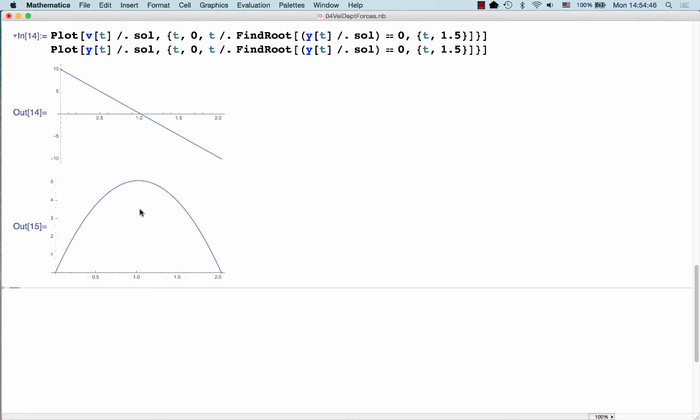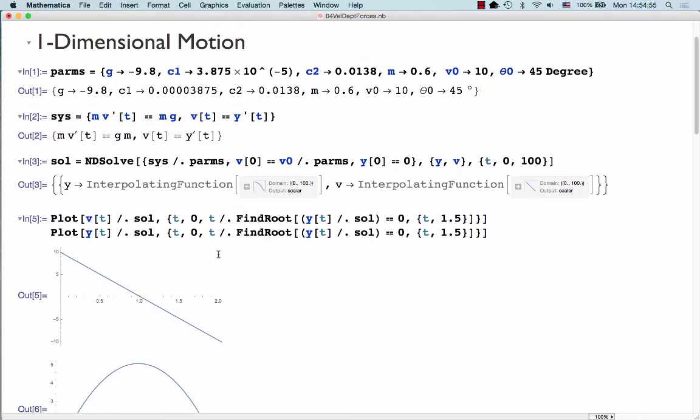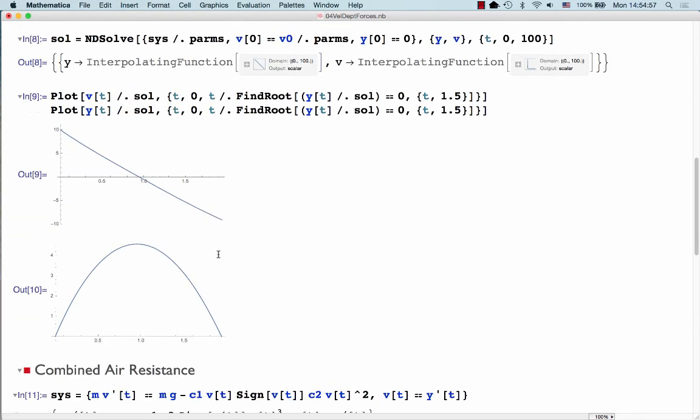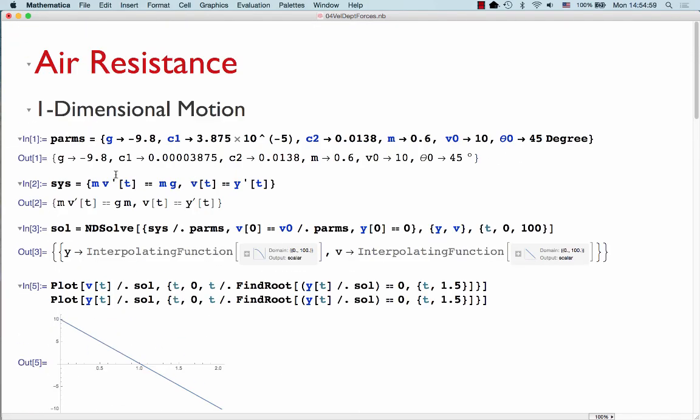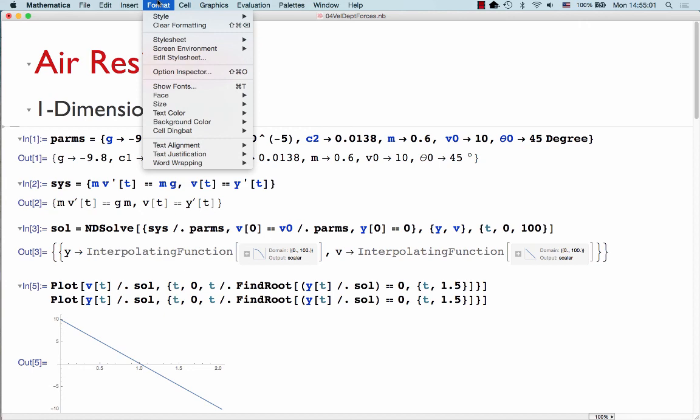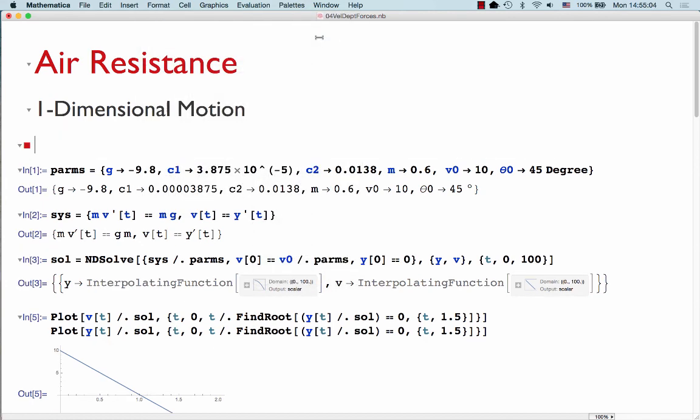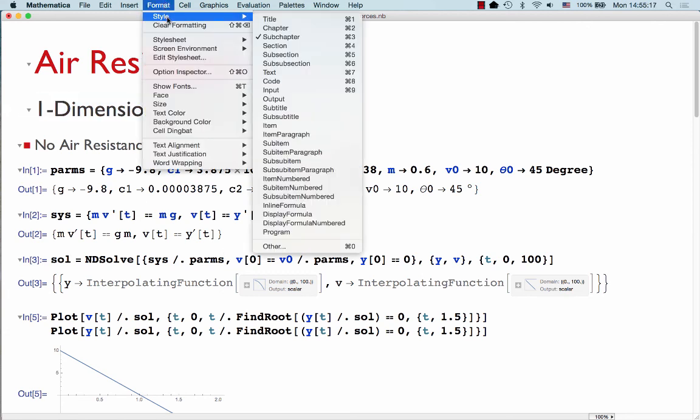Okay. Now we can go ahead and do two-dimensional motion. Let me put a chapter head in here too, or subchapter, no drag. All right, so now let's go ahead and do two-dimensional motion instead.